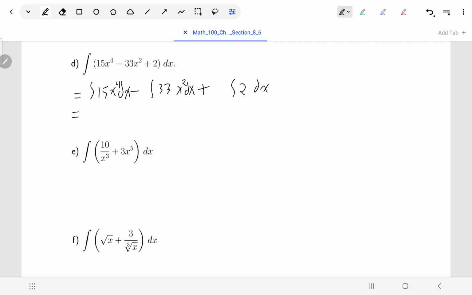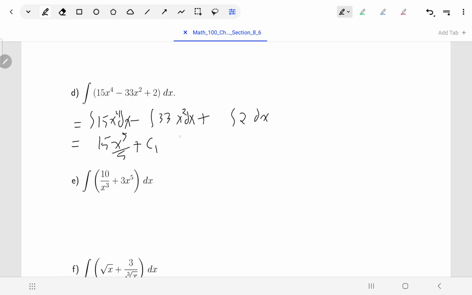So as I'm doing this, I'm going to do it and then revise what I'm doing. So if I were doing this each individually, I'd say, well, for 15x to the 4, it's 15x to the 5 over 5 plus a constant. And 33x squared, that would be 33x to the 3 divided by 3 plus another constant. And 2, integrating that, you have 2x plus another constant.